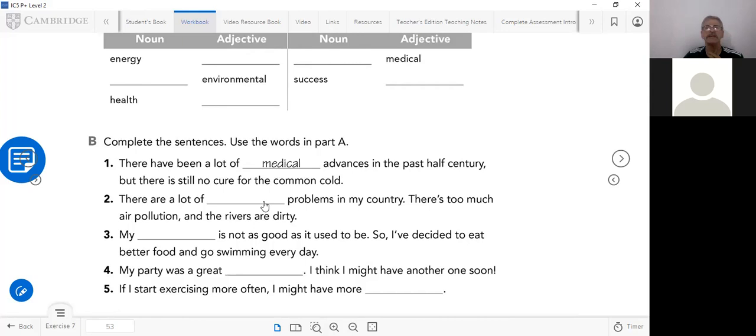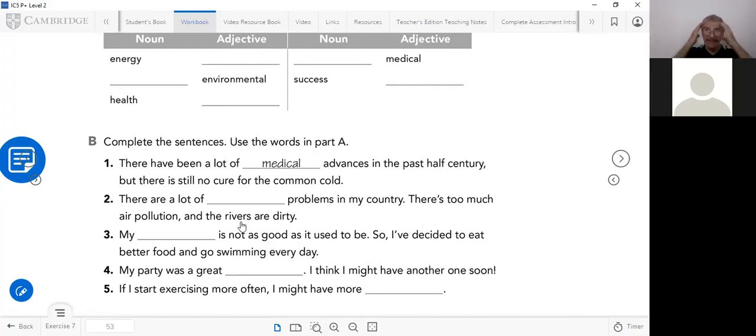Okay, what is the most convenient here? Can you read it all, please? Pay attention that they are talking about air pollution. That gives you an idea what we are talking about. There are a lot of health problems in my country. There's too much air pollution and the rivers are dirty. This is one possibility, but there is another.